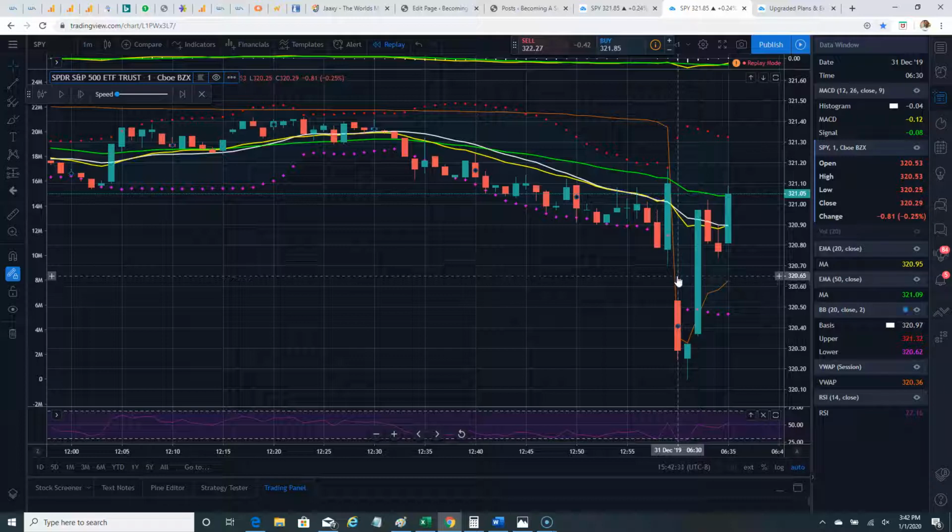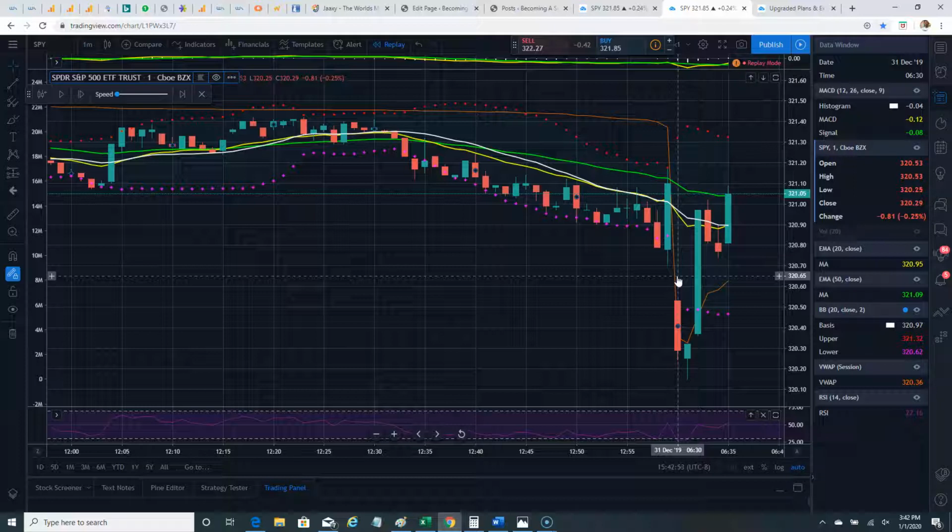If you're not familiar with the notion of a gap down, that's another piece of trading terminology that we explain on our blog. So go ahead and check it out to increase your knowledge of the market terminology. So we open at 320.53.